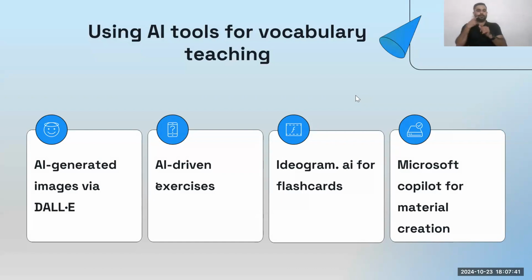So I think we can utilize tools like DALL-E to create images. With the help of DALL-E, we can create images that represent vocabulary words. For instance, if your vocabulary word is environment, then with the help of DALL-E, you can create an image related to the environment, and that would help the visual learners.